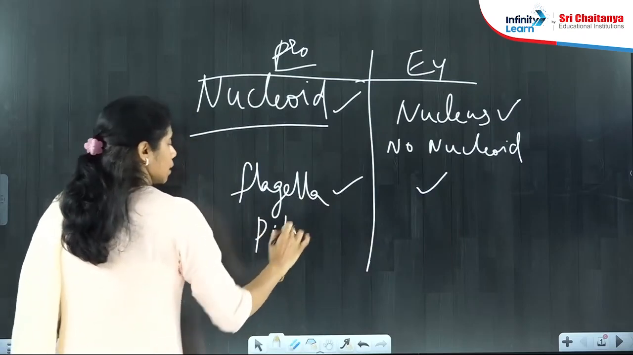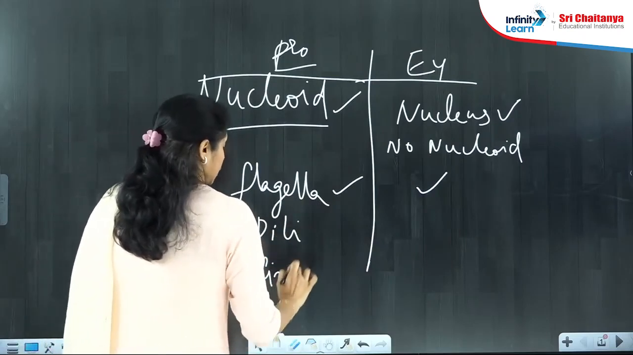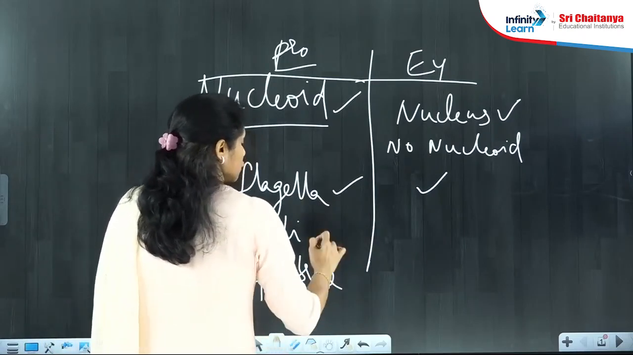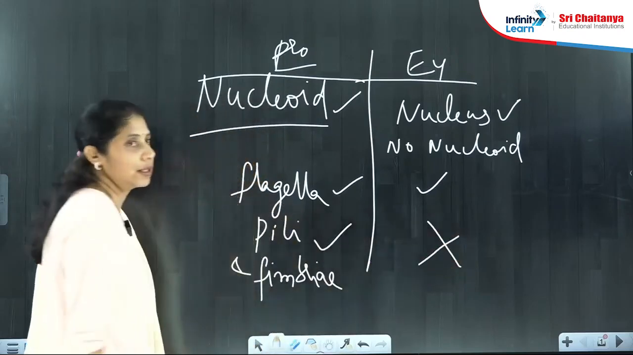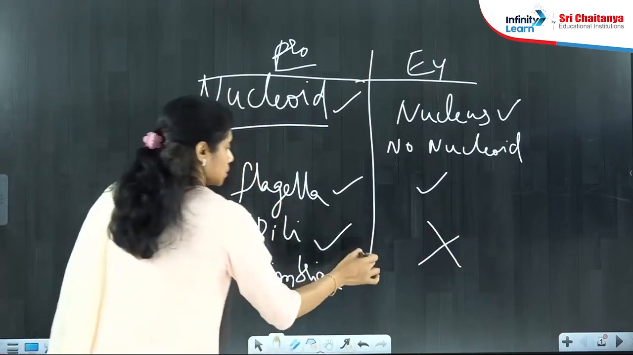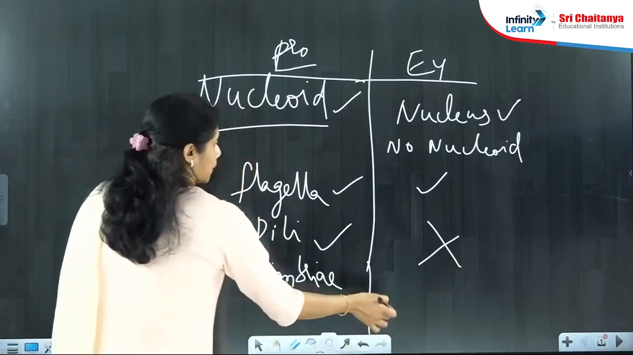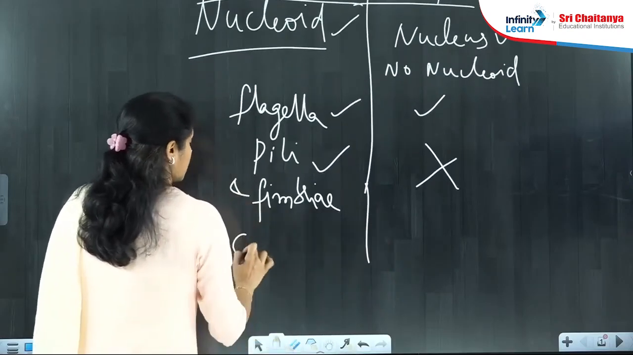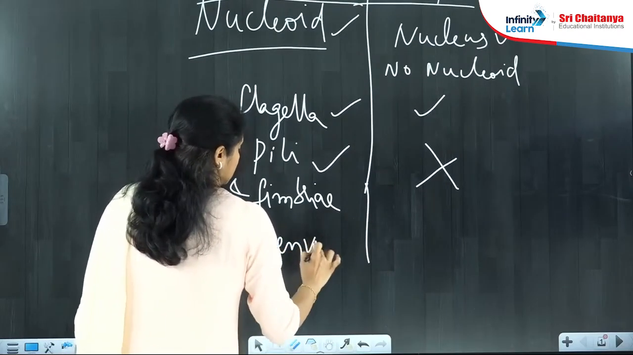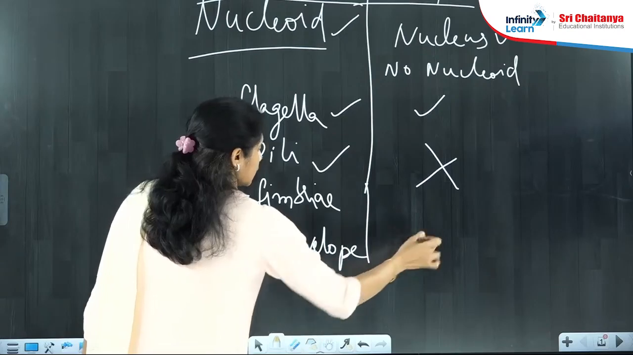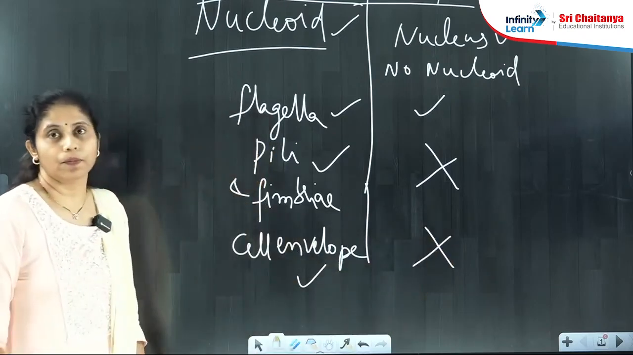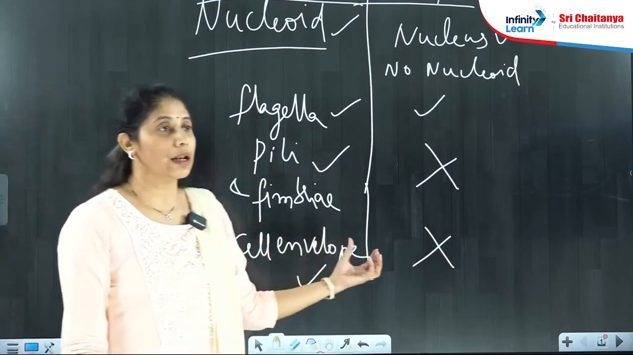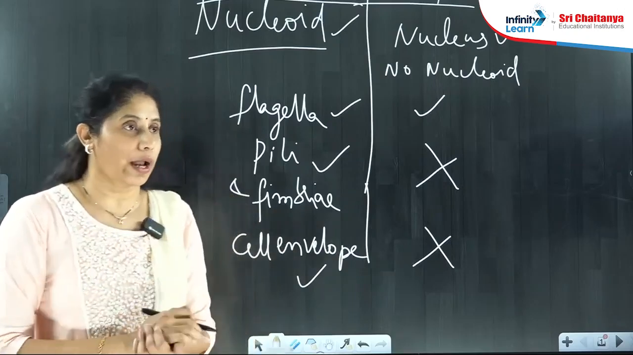Pili and fimbriae are surface structures which are present only in this. They are not there in that. But cell envelope is there. Cell envelope is present here and absent here. So these are the main differences between the prokaryotes and eukaryotes.